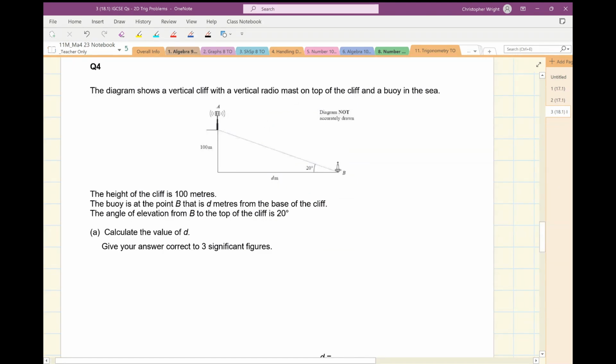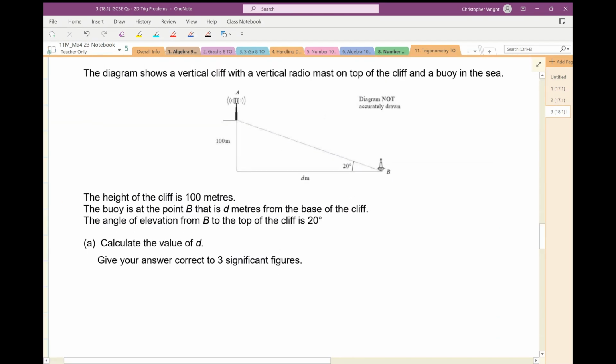Question 4. The diagram shows a vertical cliff, with a vertical mast on top of the cliff and a buoy in the sea. All right, good. The height of the cliff is 100 metres, and the buoy is at a point that's d metres from the base of the cliff. So there's the base of the cliff, and that's d metres away, the buoy in the middle of the sea. The angle of elevation from B to the top of the cliff is 20. Calculate the value of d.